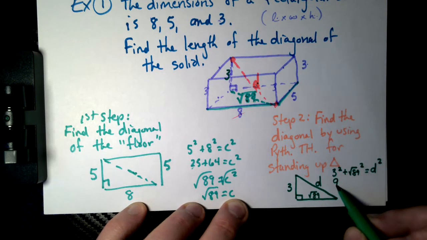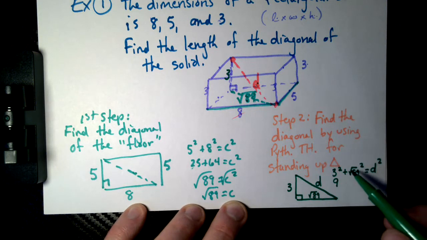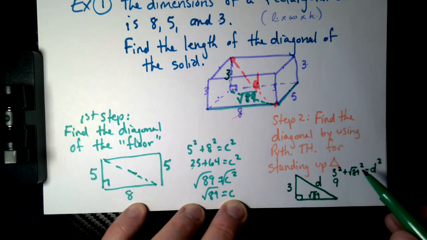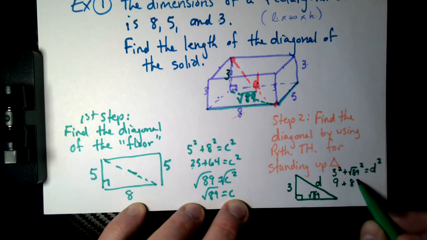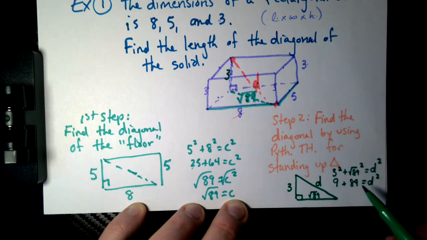So that's going to be 9. And this is why I didn't want you to simplify it. You're going to square it anyway on the next step. So the square root of 89 squared is 89. Now, 9 plus 89 is going to equal 98. This we need to simplify.